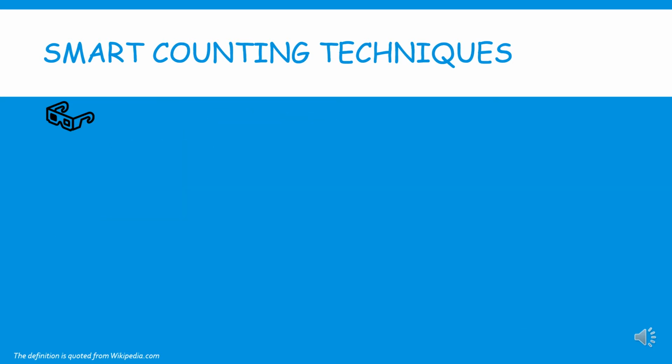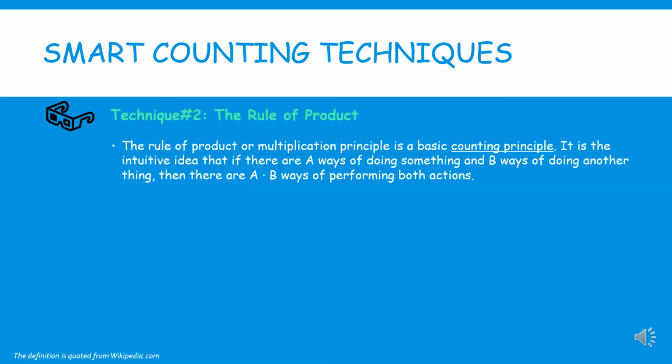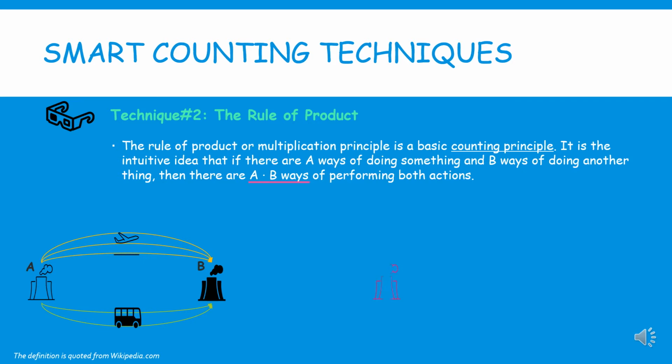Another property is the property of product, also known as the multiplication principle. Like the addition principle, it is the idea that we have A ways to do one thing and B ways to do another, but this time there are A times B ways to do both. We'll take the previous example, but this time we will add a third place. We can go from the second place to the third place by train or car. We have 2 ways to go by train and 2 ways to go by car.